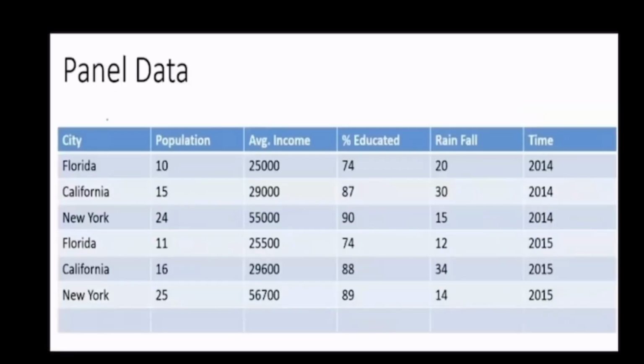Take a look at this. This is a panel data. What makes it a panel data? Because I have collected data from a particular sectional unit more than one time. Okay, look at Florida. There's another Florida. Can you see that? The population of Florida in 2014, the population of Florida in 2015. Take a look at that. This is what we call a panel data.